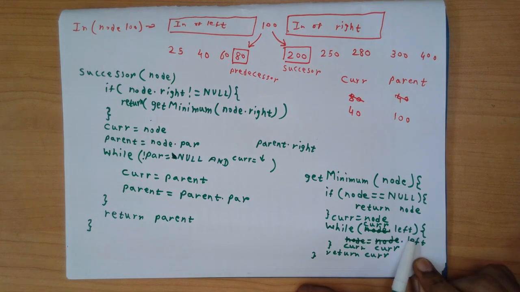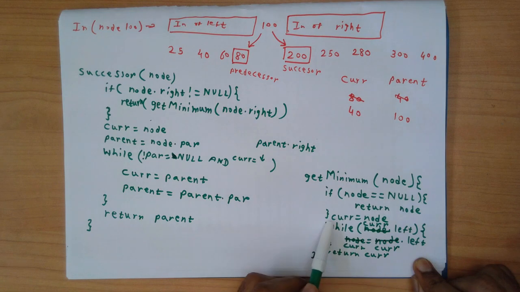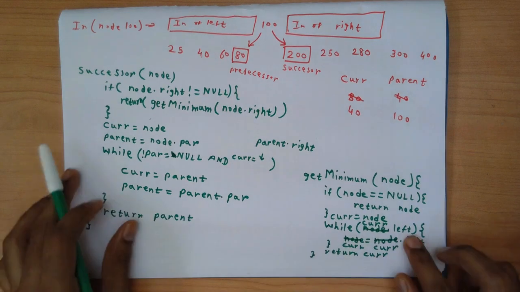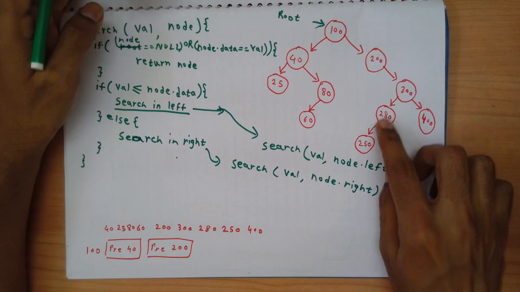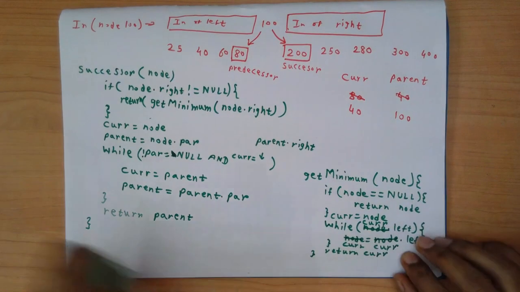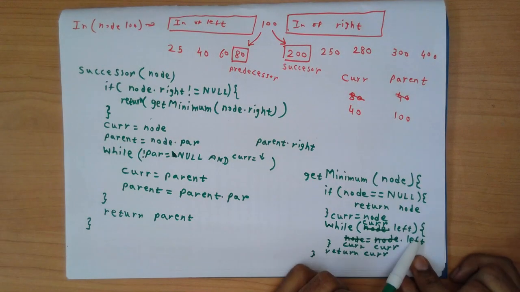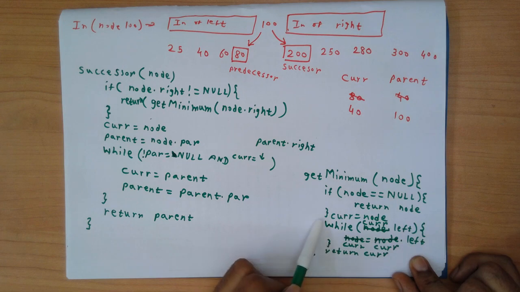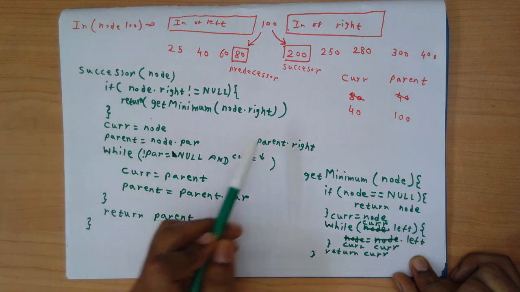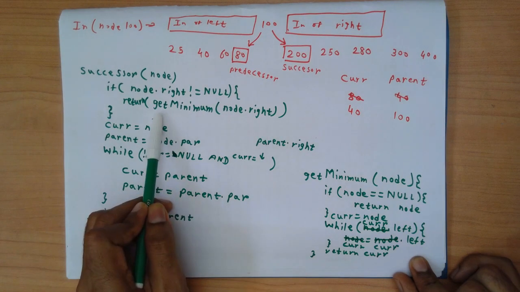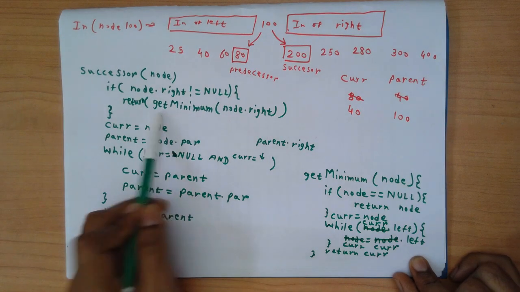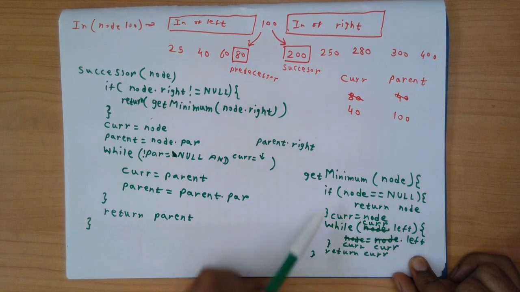So instead of 300, now I will point to 280, and I'll come back and ask the question, does 280 have a left child? Yes, 280 has a left child, which is 250. So my current will become current dot left. Now I'll point to 250 and ask, does 250 have a left child? It doesn't. So I'll break out of this loop and return 250, the address of 250, to my client code. So I'll return the address of 250 as the successor for 200, which is the correct thing. Okay, so that's how the get minimum function works.